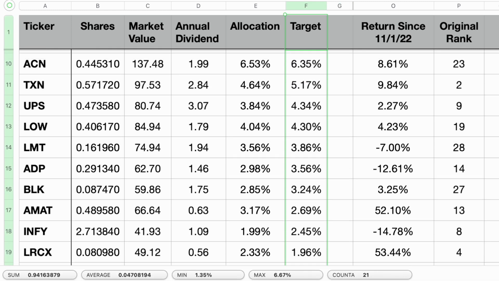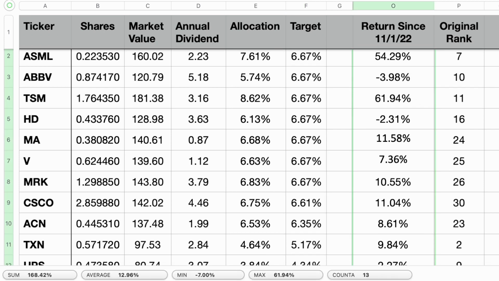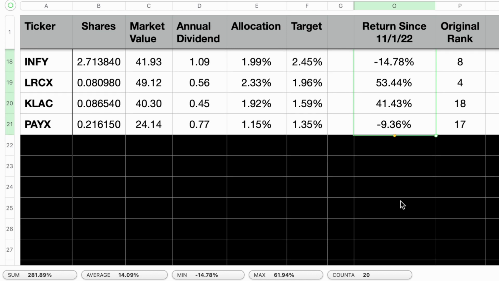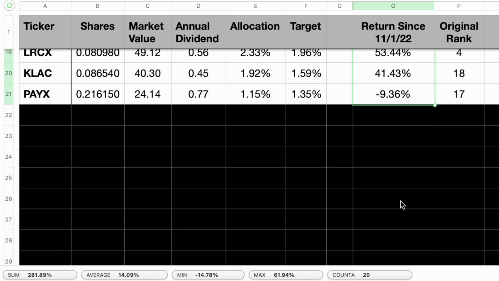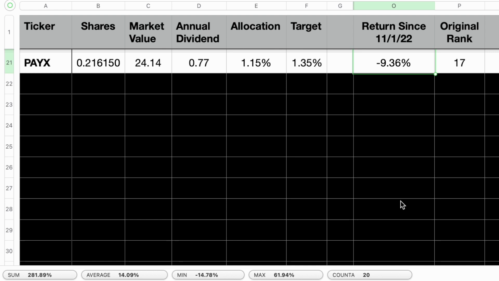The 20 largest holdings account for 94.16% of the starting allocation, and they have an average return of 14.09%, which is very close to the actual portfolio return. This means that the 10 smallest holdings have had virtually no impact on the overall return, and this is partially why I will likely no longer use the float adjusted market cap to set the allocation weight, but I'll get more into that a little bit later.